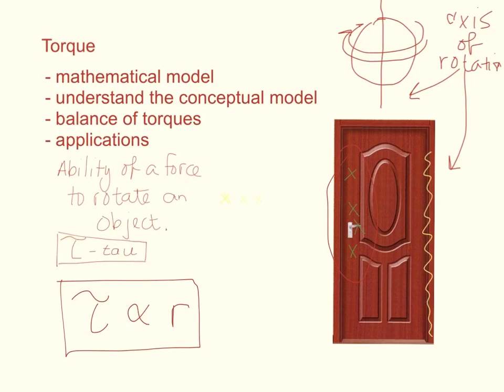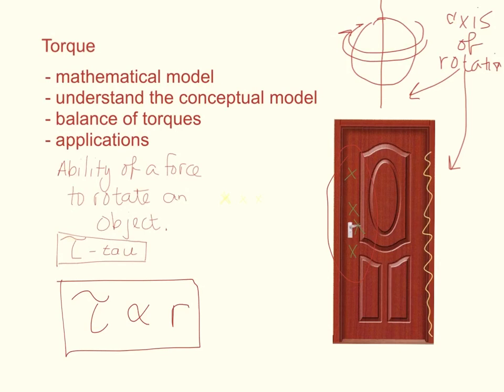Now they're not equal, because most standard doors are probably about 2.5 feet wide. When you push about 2.5 feet from the axis of rotation, that doesn't mean you have 2.5 units of torque, right? But they are proportional to each other. So we have that one variable down for our conceptual model. I think most of you came up with that in the very beginning. If I push further away from the hinges, I have more ability to rotate the door.